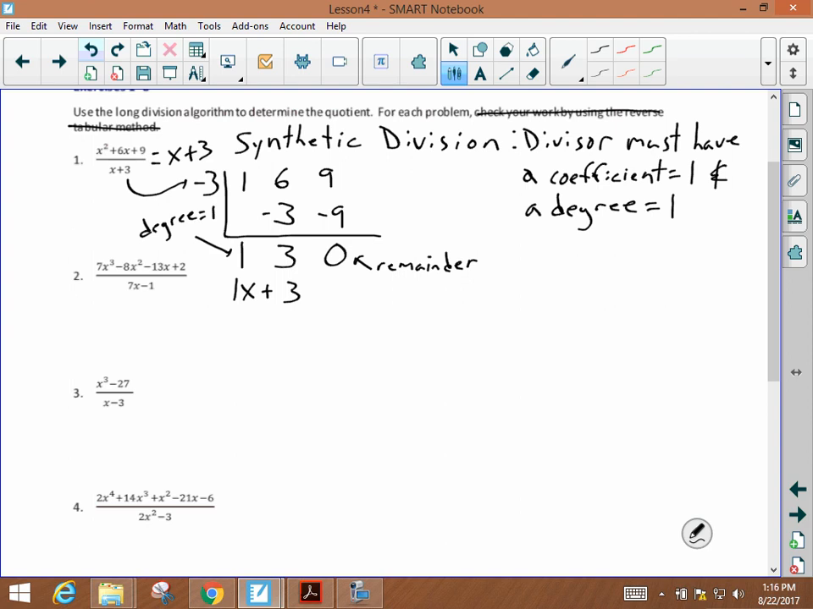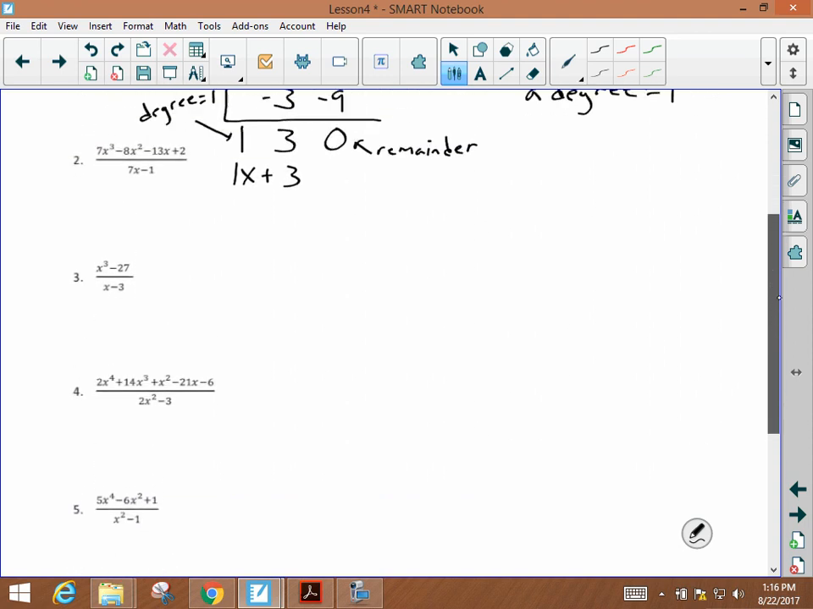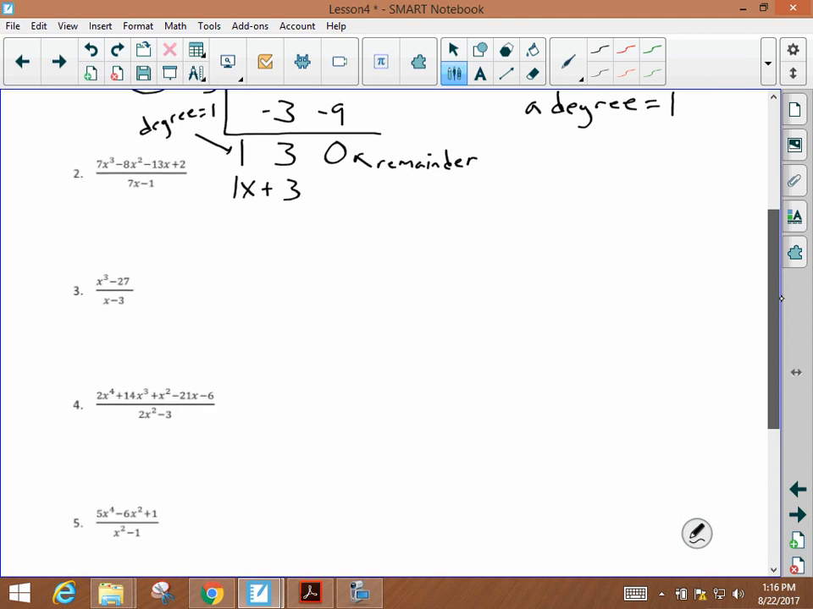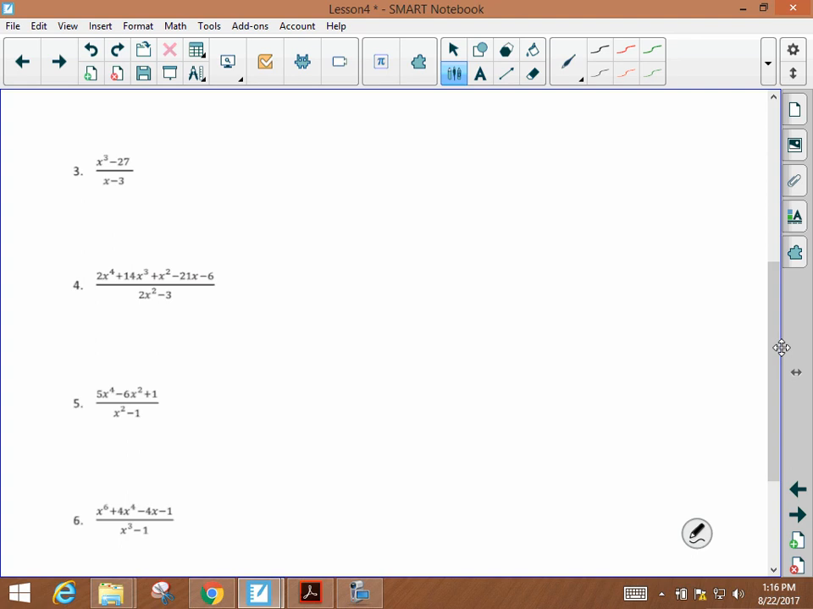We're going to do that again. We're going to do number 3, and then we'll return back to our long division. Let's do number 3 real quick. Okay. So I'm going to set it up. Again, my divisor is x minus 3, so I'm going to put a positive 3 here. I have an x cubed term. The coefficient of that is 1.